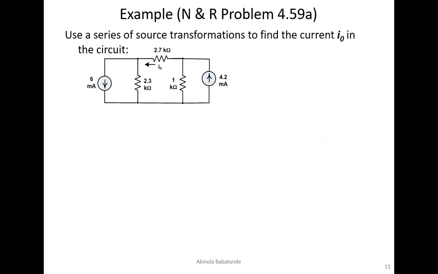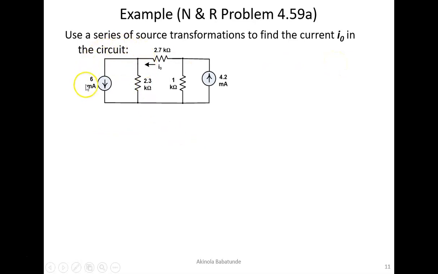Here is a simple example we can easily analyze together. Use a series of source transformations to find the current I0 in the circuit below. So we have a circuit here, and as you can see, we have a current source to the left and another current source of 4.2 milliamps to the right. The current source to the left is 6 milliamps, and then we have I0, which is the current flowing through the 2.7 kilo ohms. Then we have two other resistances in the circuit, the 2.3 kilo ohms resistance and the 1 kilo ohm resistance. So we are supposed to use a series of source transformations to find the current I0 in the circuit.